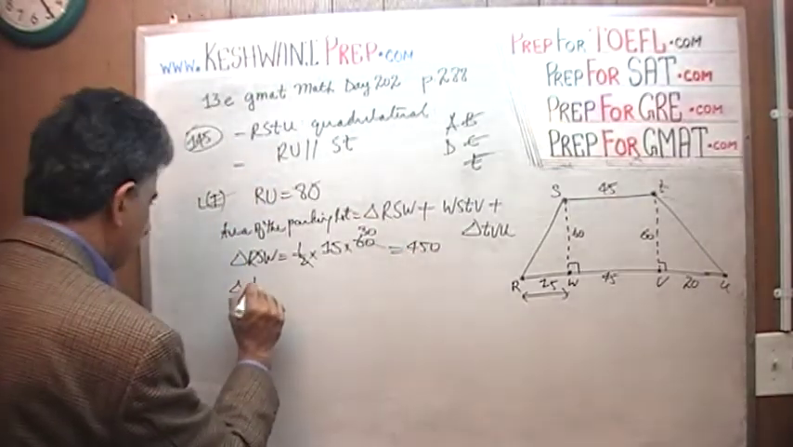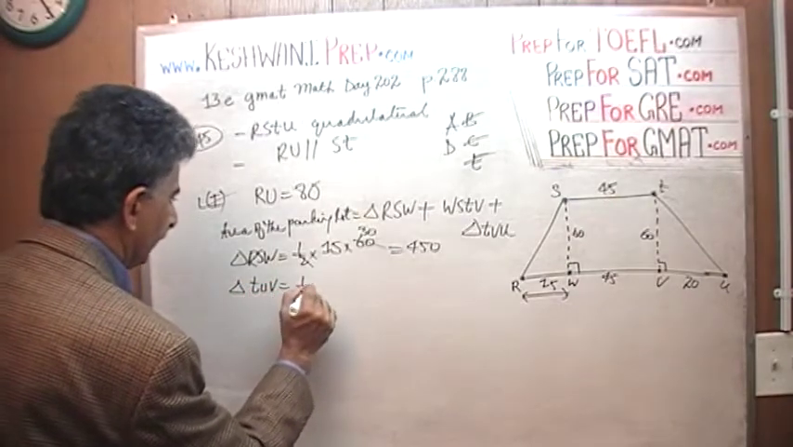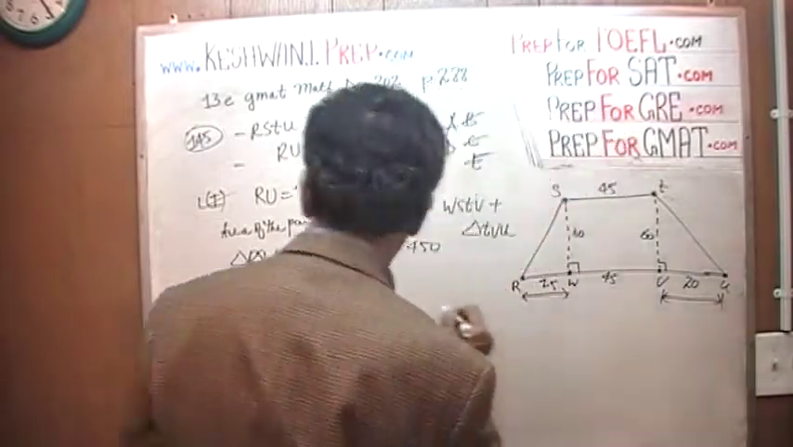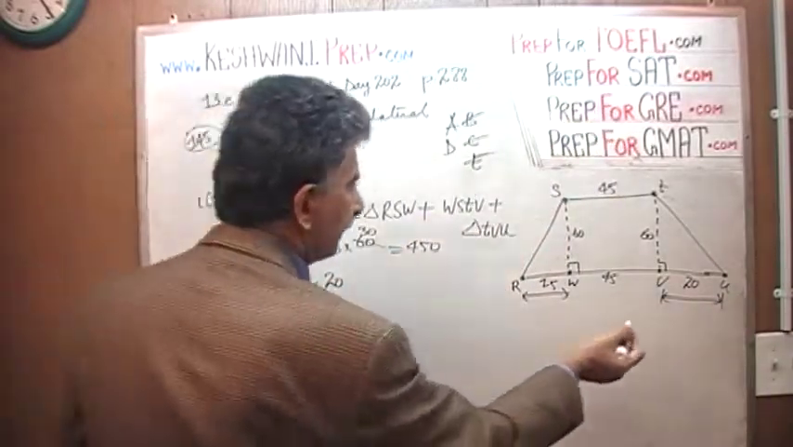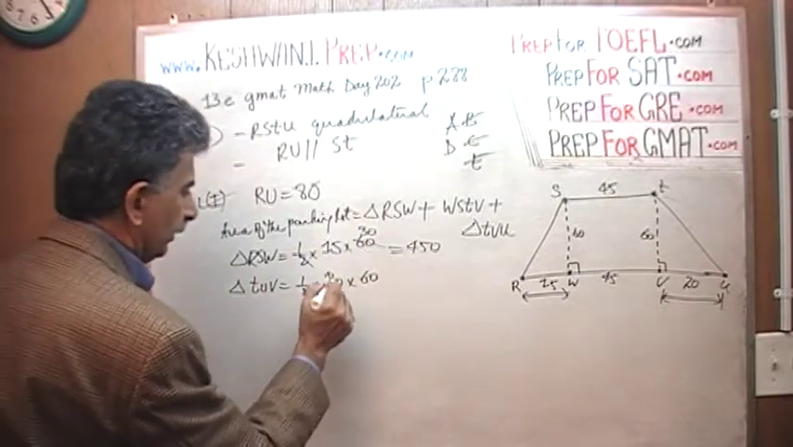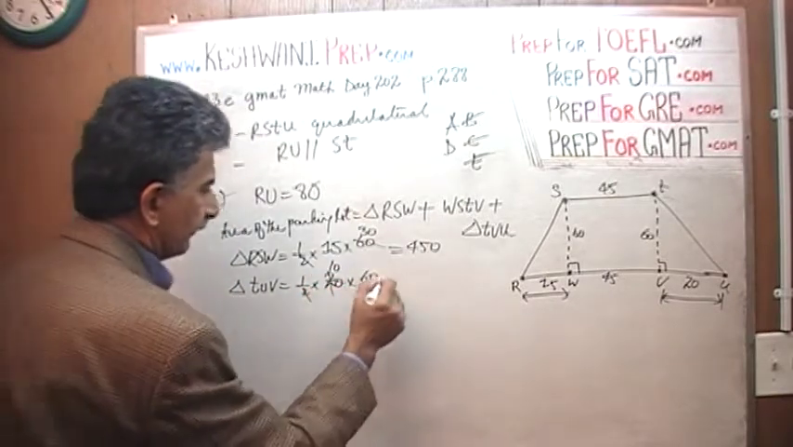Triangle TUV, again, is 1/2 base, which is 20, times height, which is same as before, which is 60. Now we can cross out the 2 with the 20 here, and it's 600.